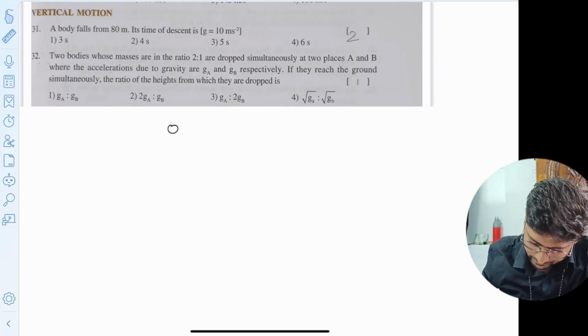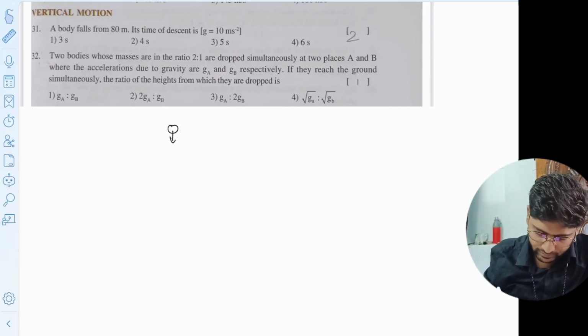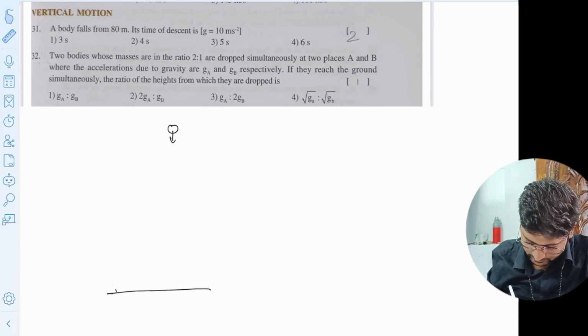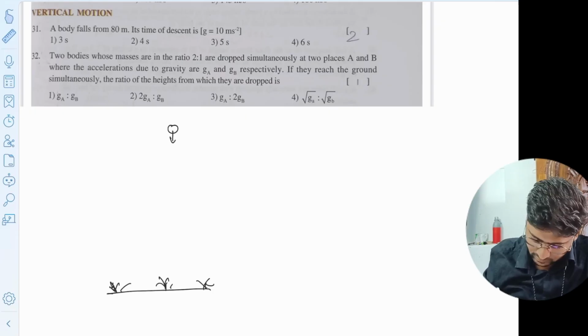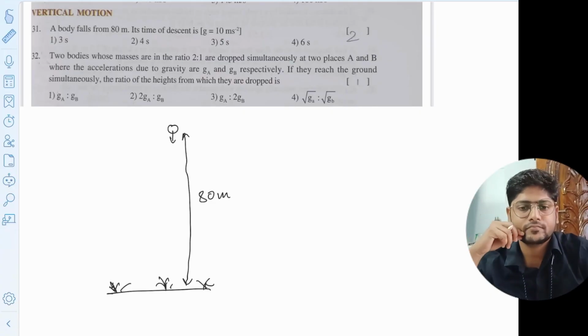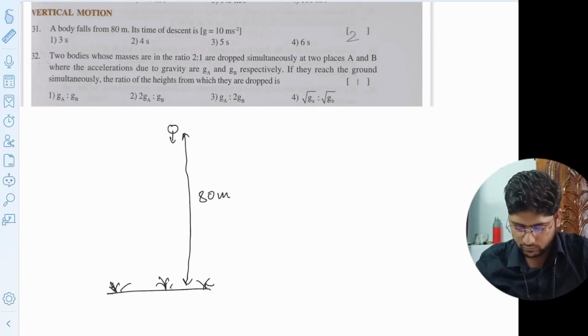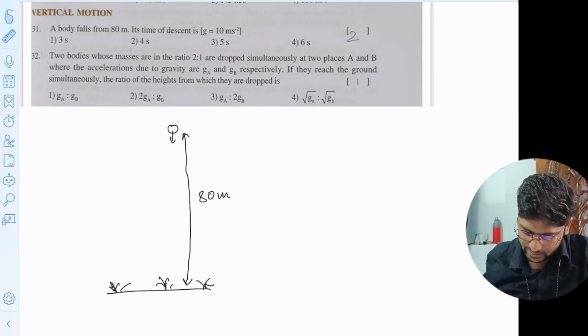Suppose here that is the body, okay, and it falls from 80 meters. Suppose this is our ground, and there is a little grass on the ground too. So it will fall 80 meters. We have to calculate the time of descent. Time of descent means the time of coming downward. So in how much time will it come downward? We have to calculate that.